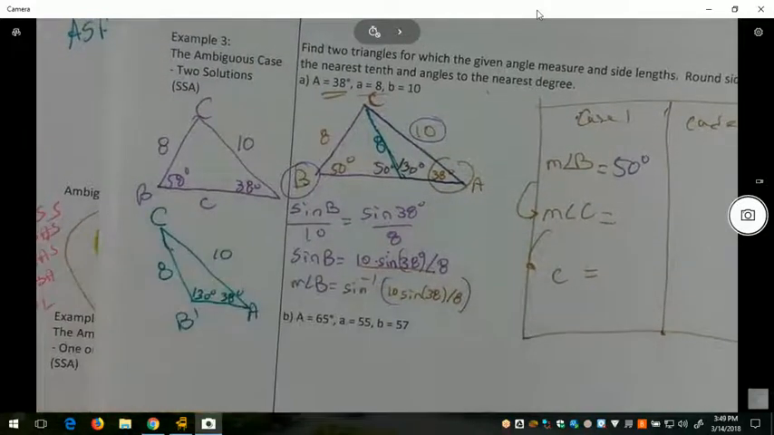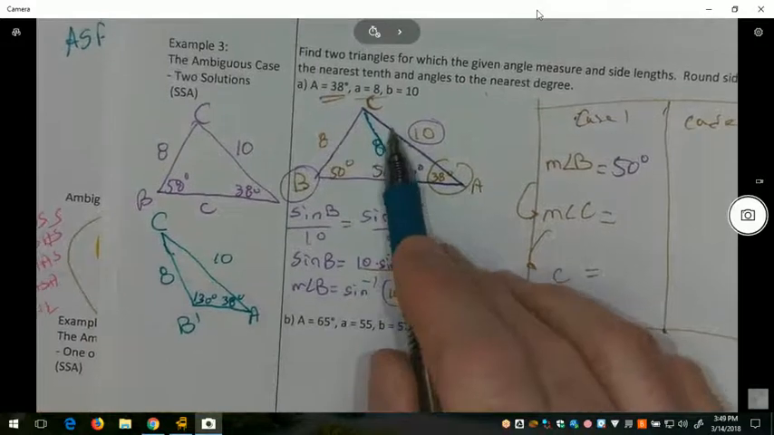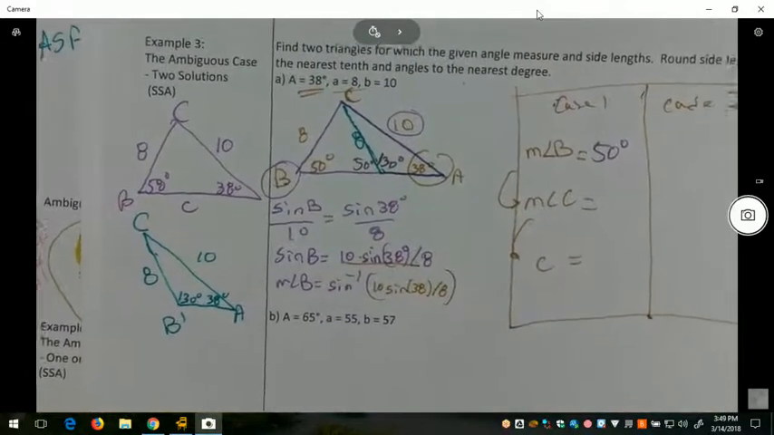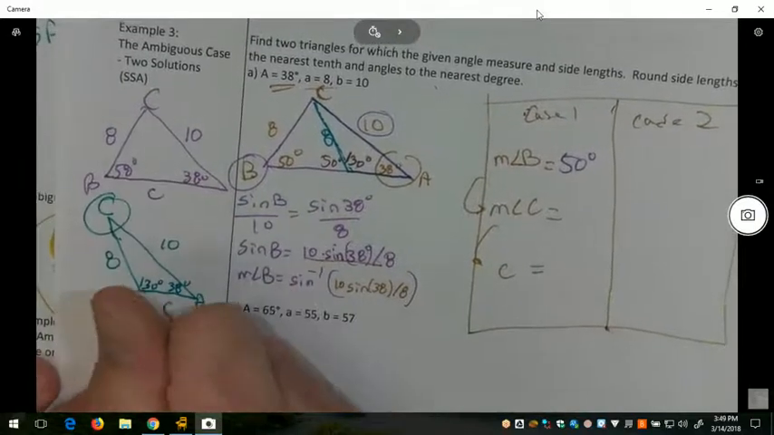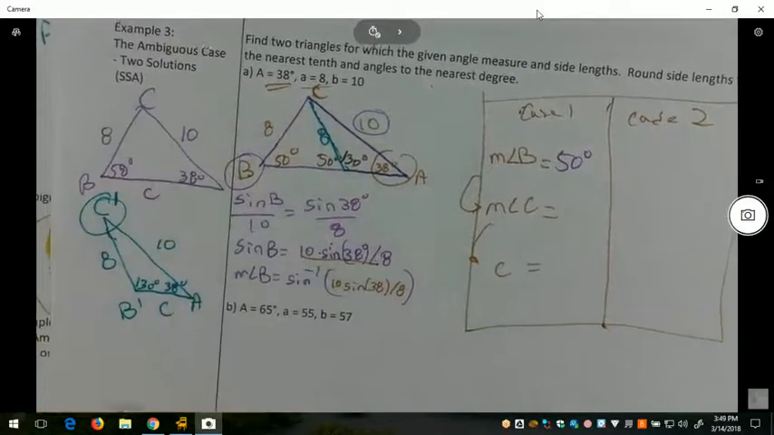And don't forget, side A was 8 right there. I'm taking this triangle and drawing it here to separate them. Now I have two triangles to solve. I have to solve for angle C and side C on both of these. This I'll call C prime.